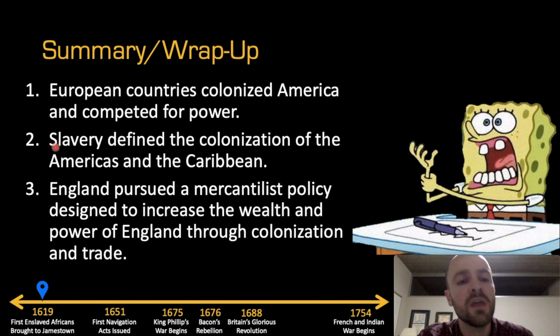Number two, slavery defined the colonization of the Americas and the Caribbean. We are going to continue talking about the institution of slavery for the next several units. And then number three, England pursued a mercantilist policy designed to increase the wealth and the power of England through colonization and trade.